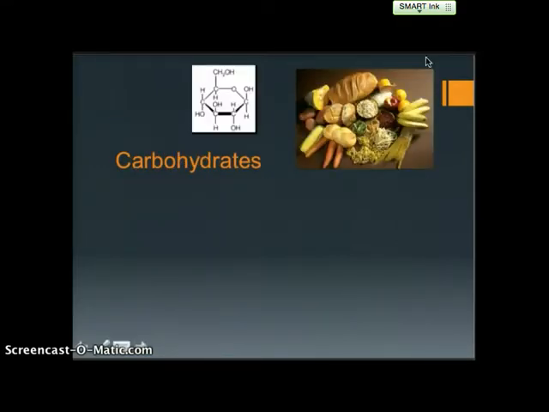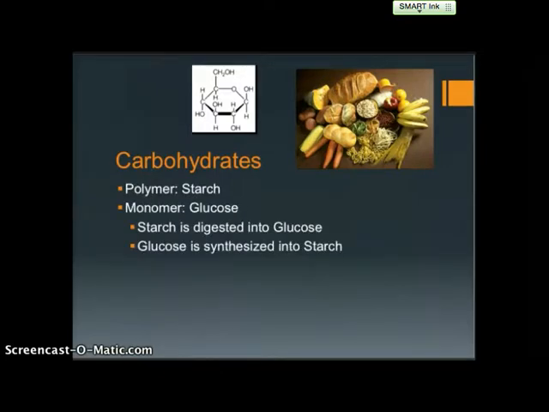Carbohydrates, as we can see in the diagram above, contain both the elements carbon, we can see the C's, and hydrogen, which makes it an organic compound. The polymer, or large molecule of carbohydrates, is called starch. The monomer, or small molecule of carbohydrates, the building block of carbohydrates, is considered glucose. So we can say that starch is digested into glucose, or glucose is synthesized into starch. This means again that starch is a large molecule and glucose is a smaller molecule.